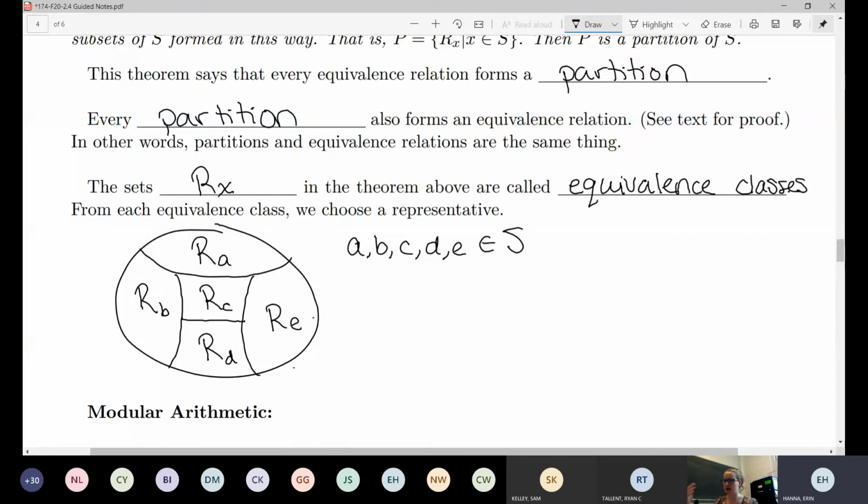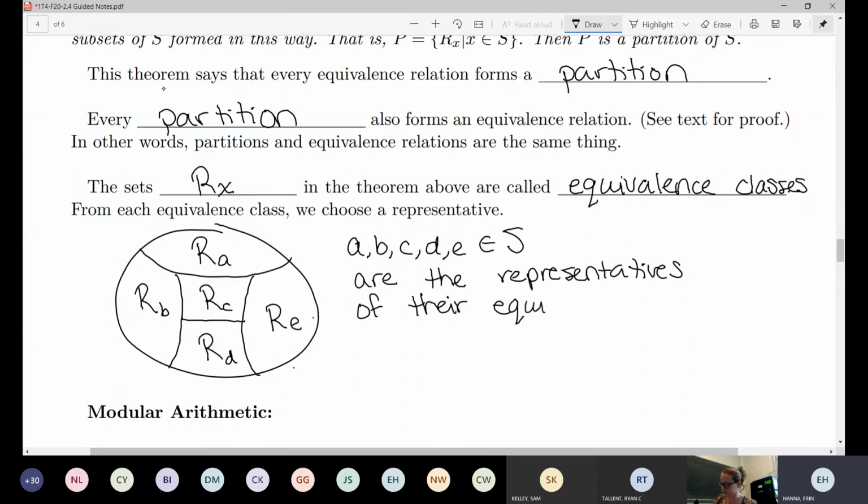So essentially we're going to name these equivalence classes in terms of an element from the set. And these are going to be called the representatives of their equivalence classes. That's an S.